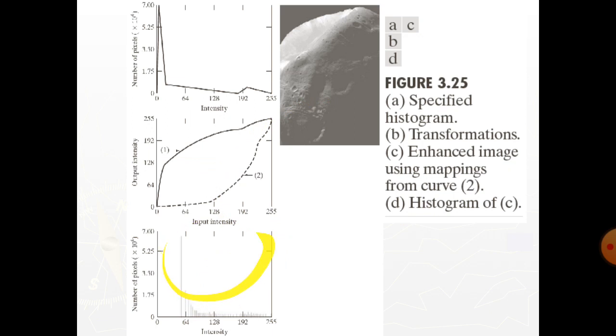So here figure C shows the result in figure D. The most distinctive feature of the histogram is how its low end has shifted right toward the lighter region of gray.